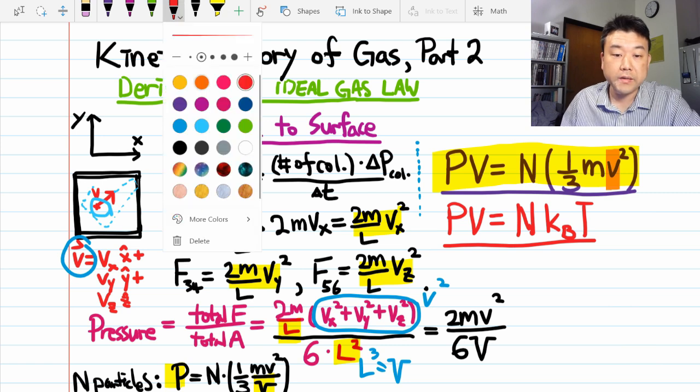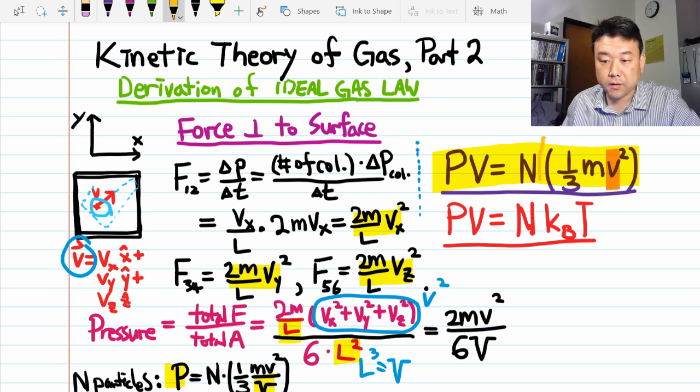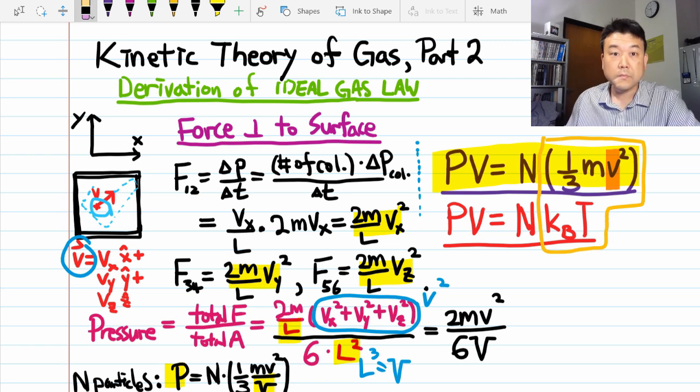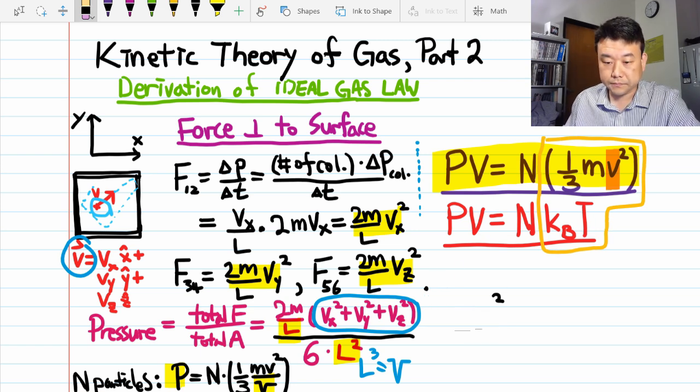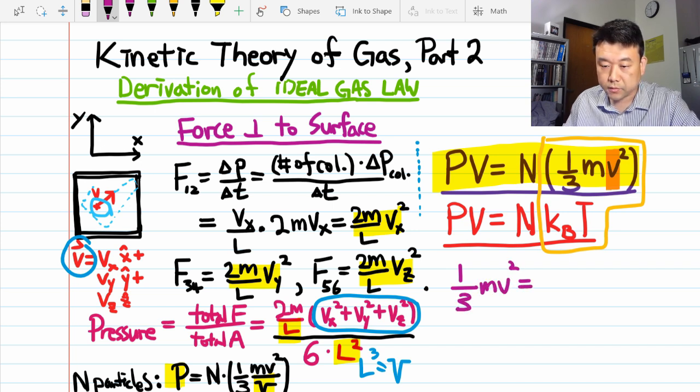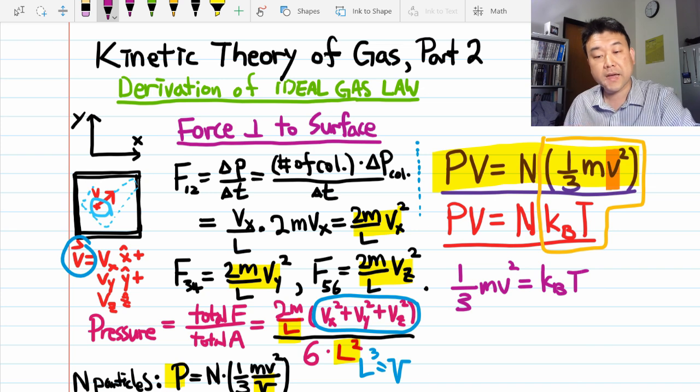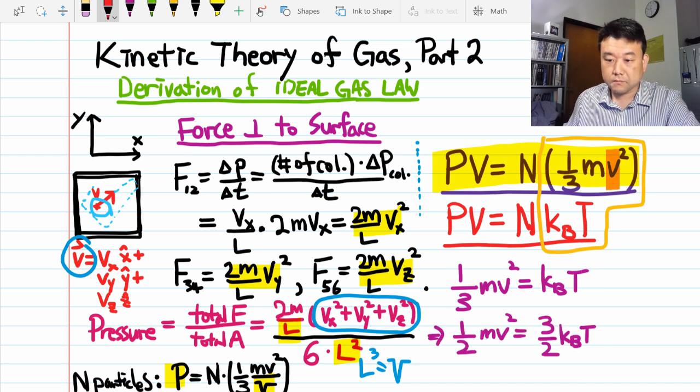Now, comparing these quantities, we notice something: if both of these are correct, then these terms that I'm putting in a box must be equal to each other. Put in other words, 1/3 mv squared is equal to the Boltzmann constant times the temperature. Let me do a little bit of rewriting so that the left-hand side is more recognizable. I just multiplied through the previous equation by 3/2.